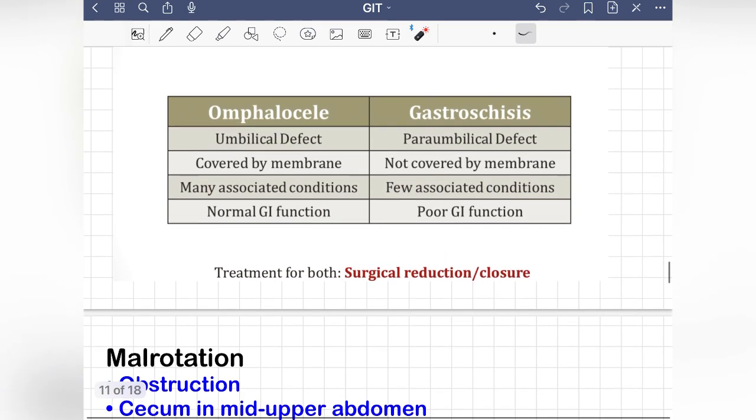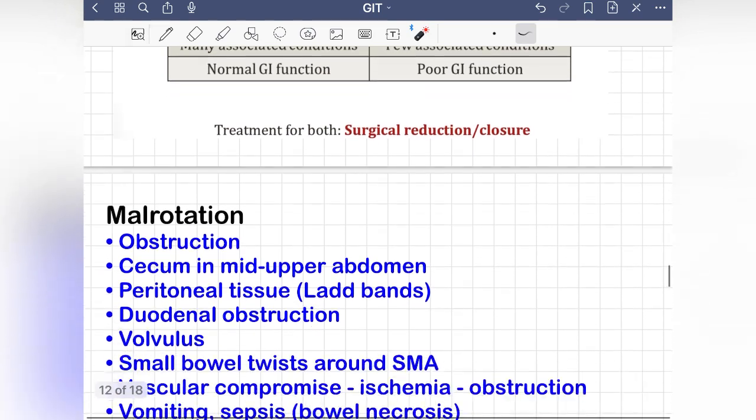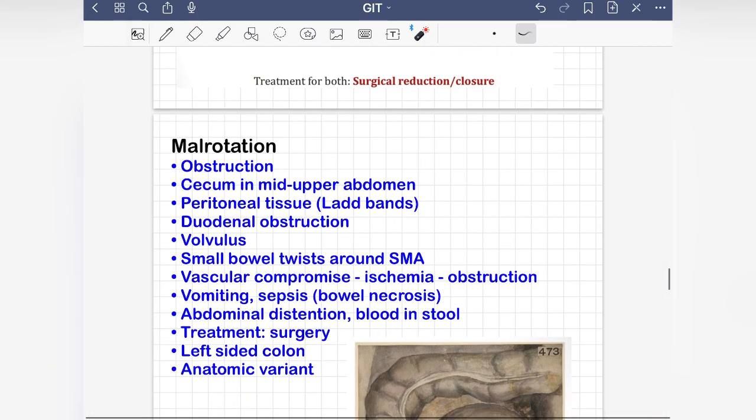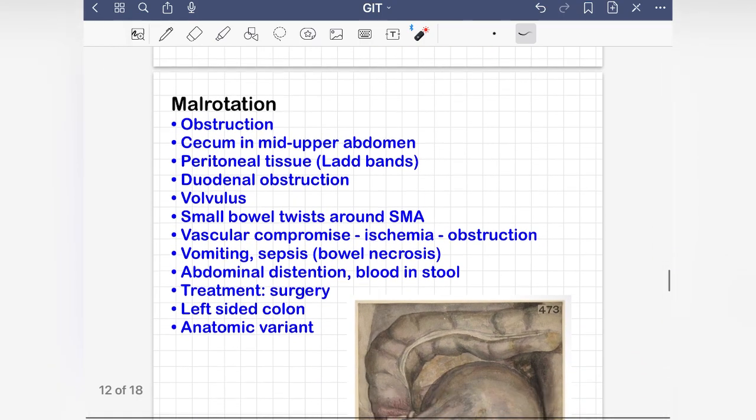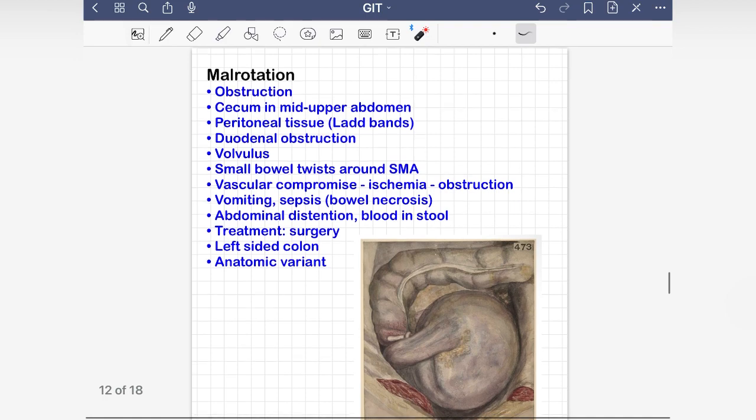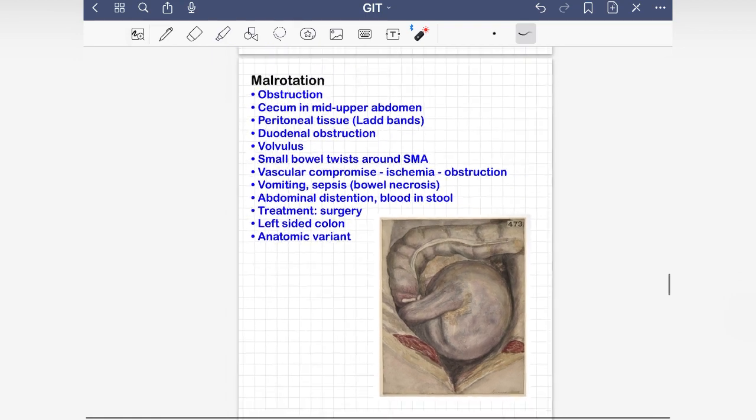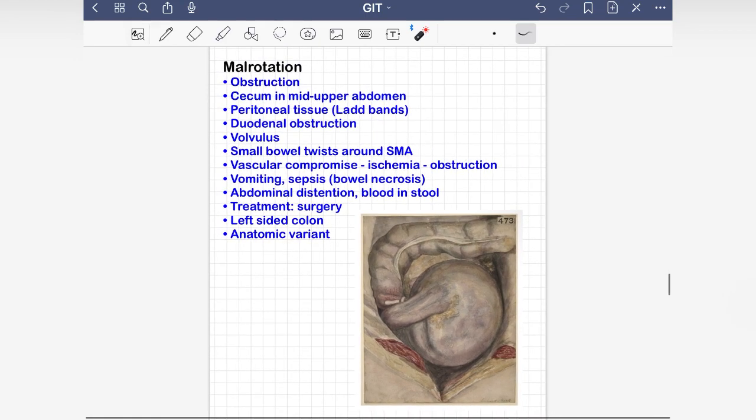Now, let's talk about the rotation that occurs during midgut development during physiologic herniation. When the bowel is outside of the body, the bowel rotates; it twists around the superior mesenteric artery. This process continues after the bowel returns to the abdomen. It results in the normal positioning of the small bowel and the colon. Importantly, it results in the cecum ending up in the right lower quadrant where it's normally found.